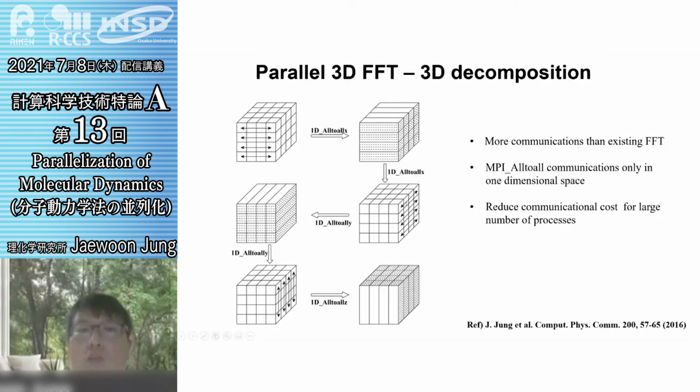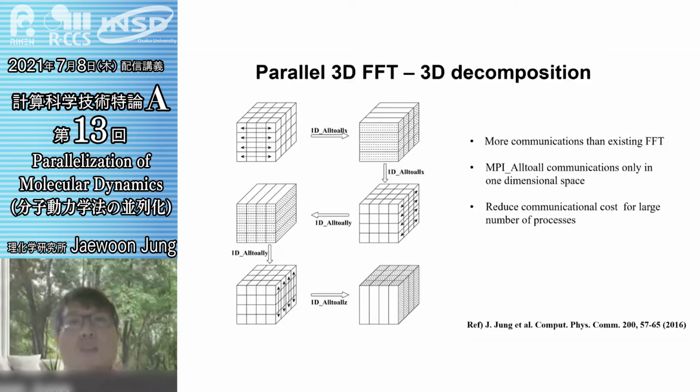To perform FFT in this direction, we assign MPI all-to-all communication among four processors in this direction and have the data in this way. And back to the original shape. Then all-to-all communication again to obtain this shape and perform FFT in this direction. So in fact, this parallelization scheme requires more communication.